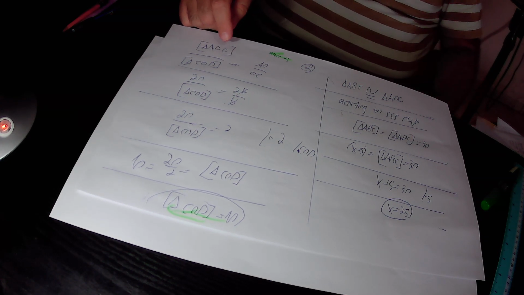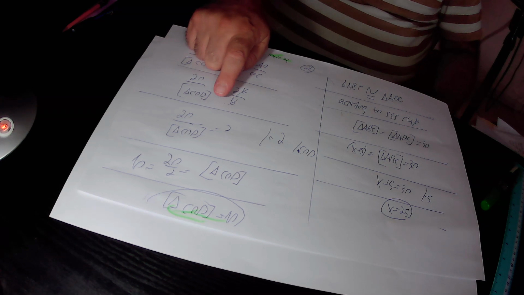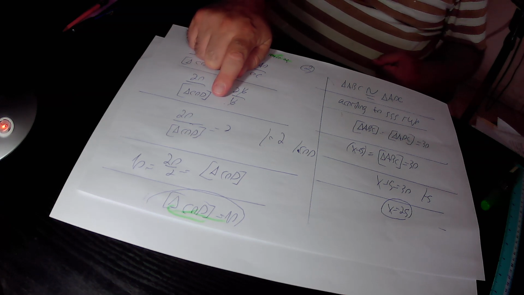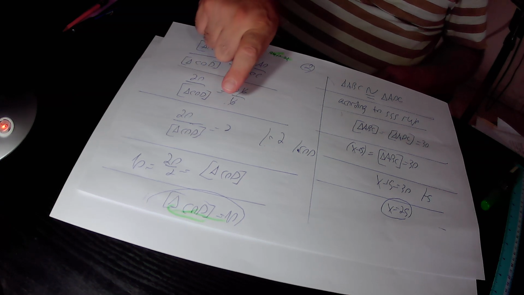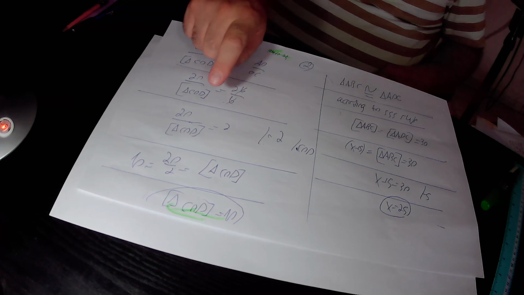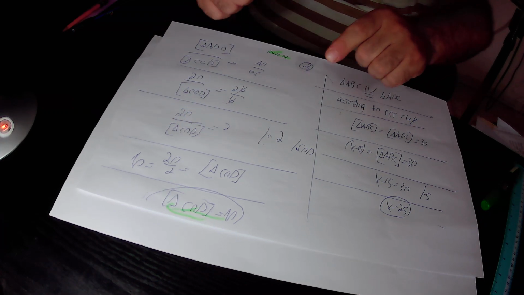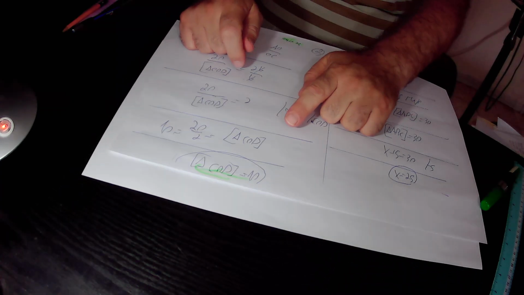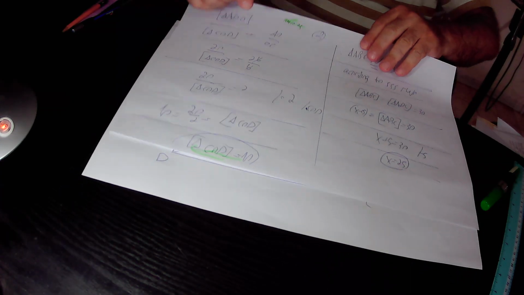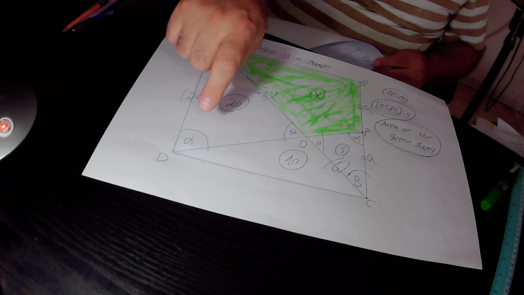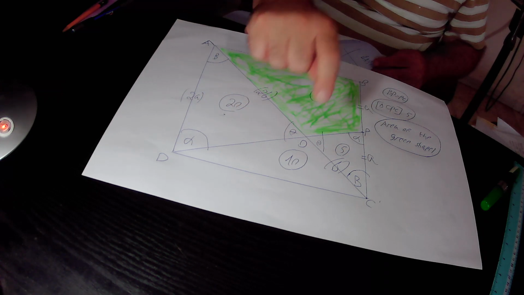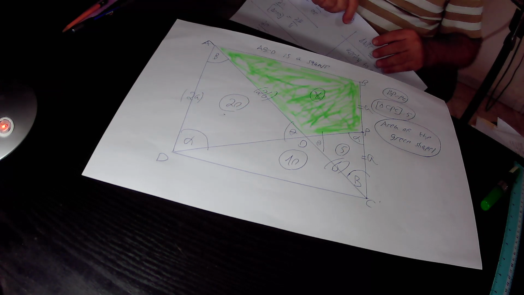Here we divided this equation by 2 and multiplied by the area of triangle COD simultaneously, and found out that 20 over 2 equals the area of triangle COD. 20 over 2 is 10, so the area of the missing triangle COD is equal to 10 square units.